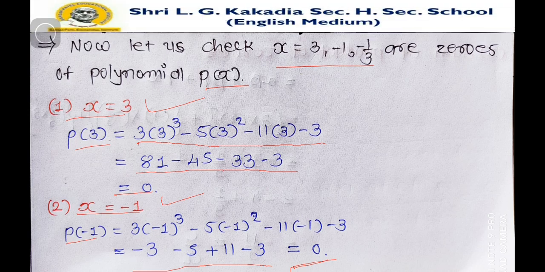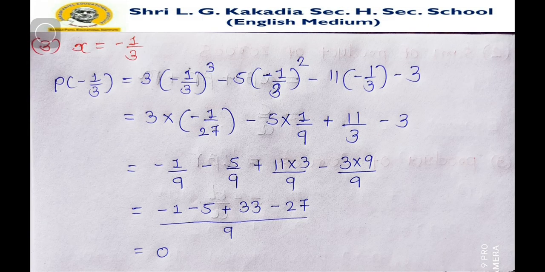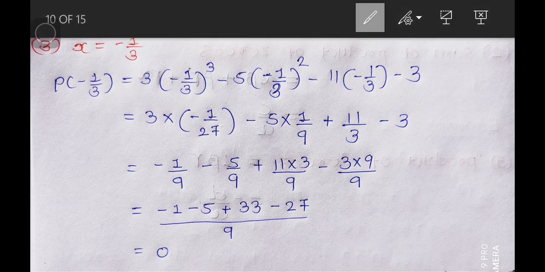Now about the third zero, that is x is equal to minus 1 by 3. Now we again replace x by minus 1 by 3. Then we get p of minus 1 by 3 is equal to 3 into (minus 1 by 3) cube minus 5 into (minus 1 by 3) square minus 11 into minus 1 by 3 minus 3. Now evaluating it, at last we get it is equal to 0.